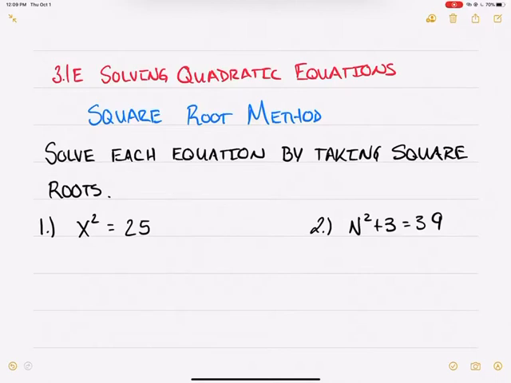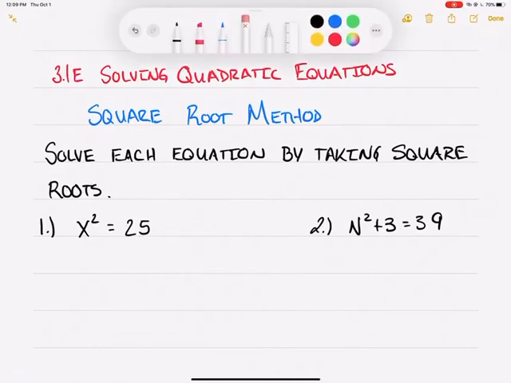So in example 1, it's already done for us. The quadratic, or x squared, is completely by itself. This is the quadratic term. Everything else is on the other side. So all I need to do now is to solve for x. I'm going to use the square root method, which means I take the square root of both sides of this equation.